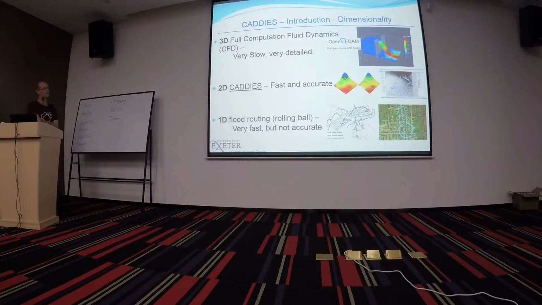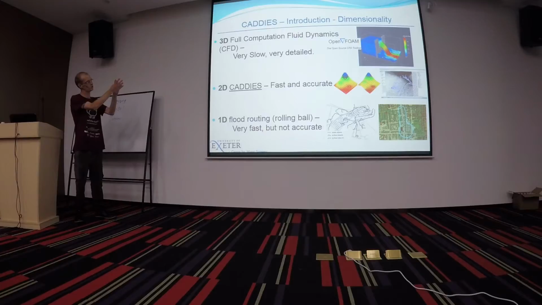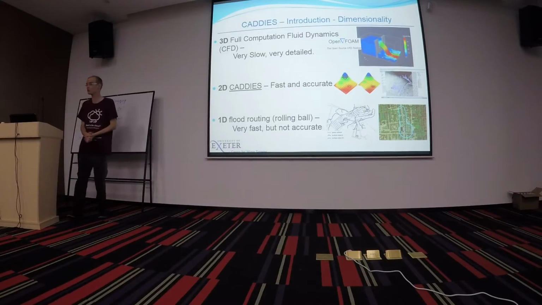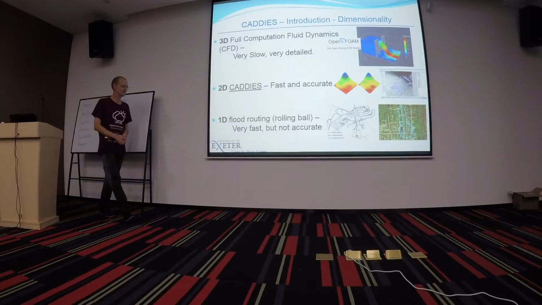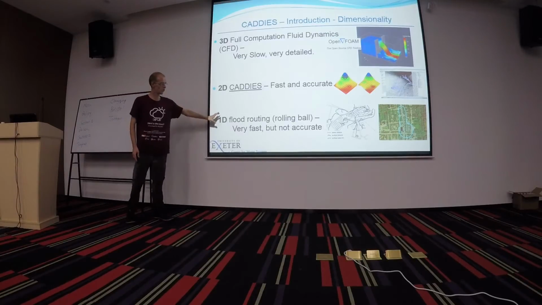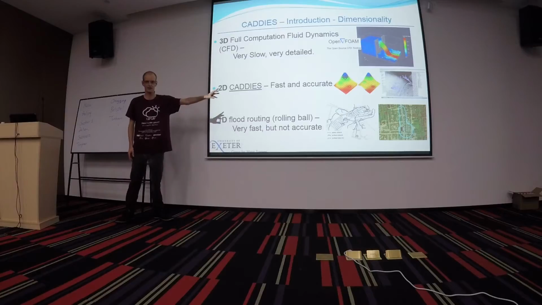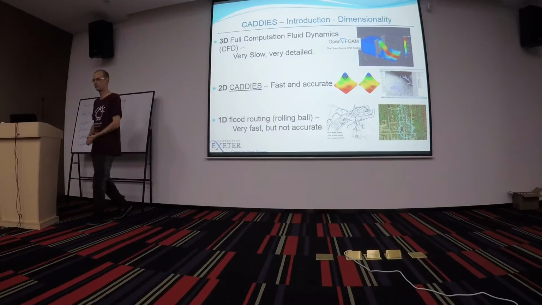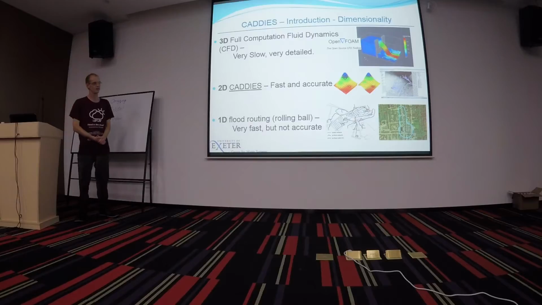So yes, dimensionality. There are fully 3D models which will take the particles and they can move in any direction, but this is very complicated, so it takes a very long time to run. Down at the other end of the scale, we have 1D models. So we either think of the rolling ball technique for something like pipe burst, where you choose one route for the flood path, or you're thinking of 1D pipe networks.